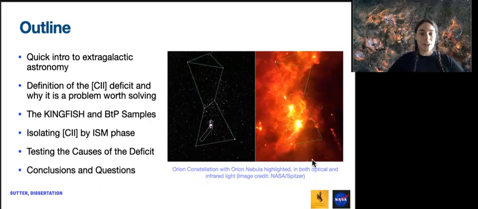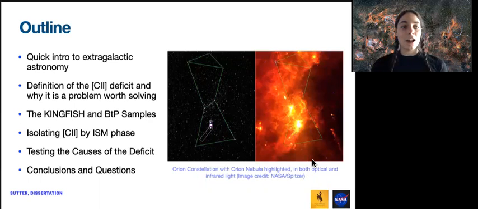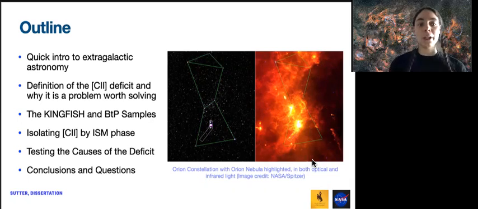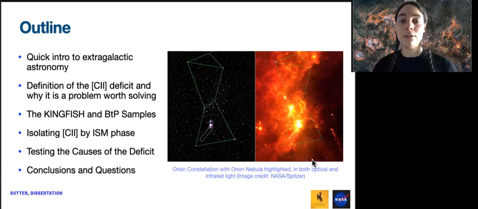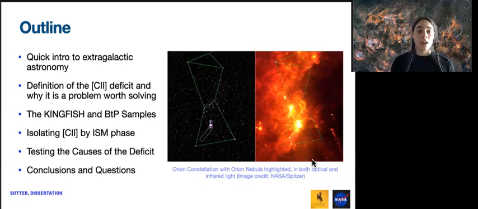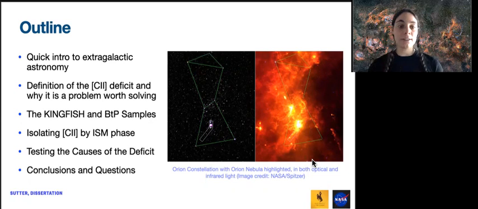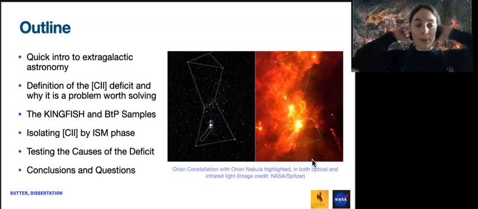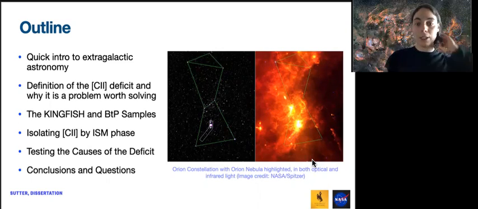Now that we've gone on that journey, we're going to start another journey with a quick tour of extragalactic astronomy, what we know and how we know it. Then I'll get into my own research with a definition of the C plus deficit, as well as a description of why it's a problem worth solving, how I try to solve it using the KINGFISH and BTP samples and data, how I use those samples to isolate C plus emission by ISM phase, and how I use that isolated C plus emission to test different causes of the C plus deficit. Finally, we'll wrap up with some conclusions as well as time for questions.